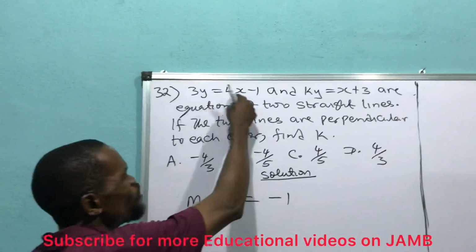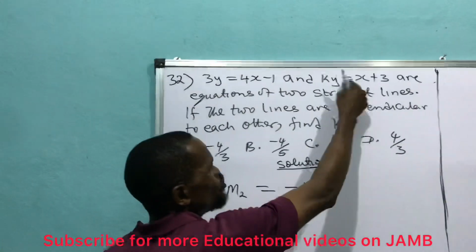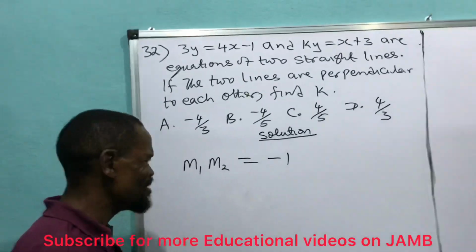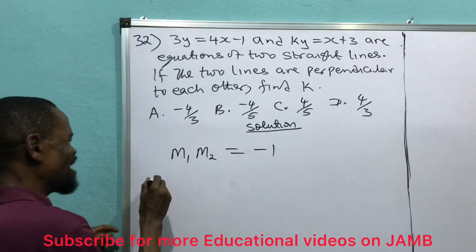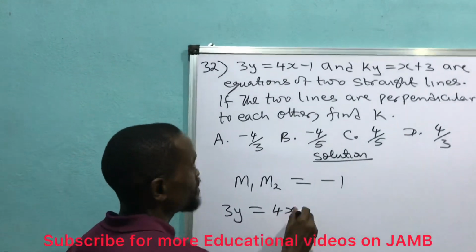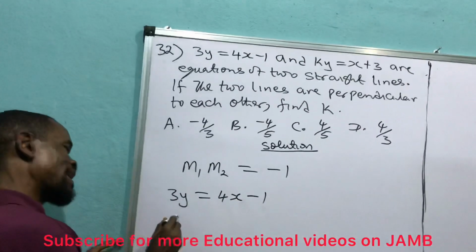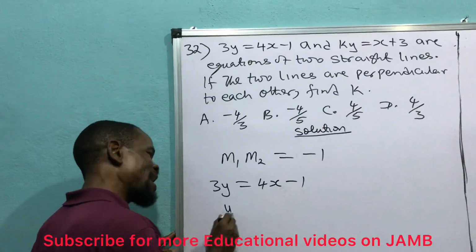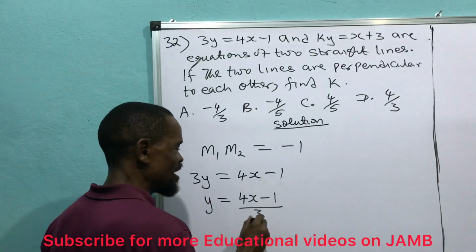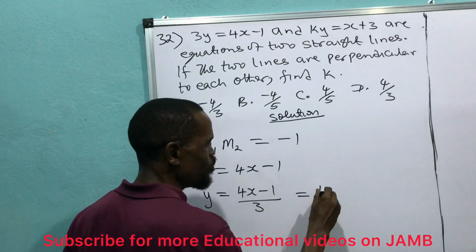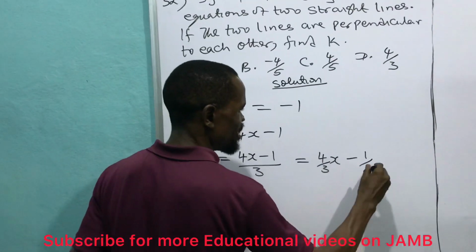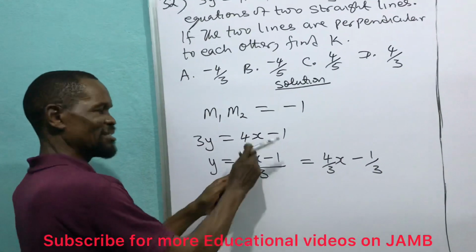We find the slope of this equation, we find the slope of this equation, multiply them together, and we'll get our answer. Can we see now? Let me go to that. I have 3y equals 4x minus 1. What will I do? I make y the subject by saying y equals (4x minus 1) divided by 3, which is the same thing as 4 over 3 x minus 1 over 3.